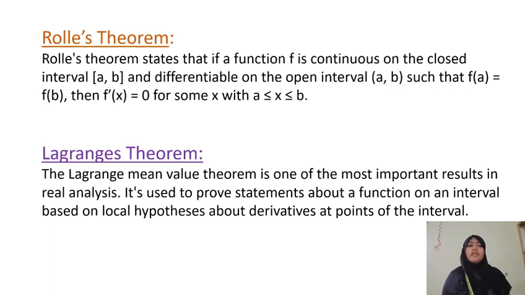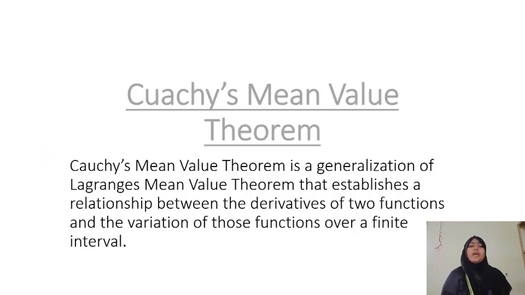Let us move to our main topic, Cauchy's mean value theorem. Cauchy's mean value theorem is a generalization of Lagrange's mean value theorem. It establishes a relationship between the derivatives of two functions and the variation of those functions over a finite interval. In the previous two mean value theorems, Rolle's theorem and Lagrange's theorem, we only use one function, but here we show the relationship of the derivatives of two functions, f of x and g of x. Let us see the statement of Cauchy's mean value theorem.